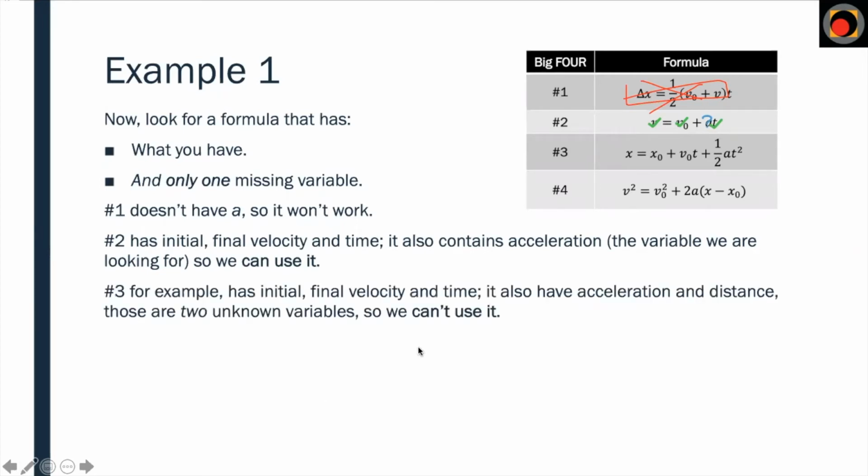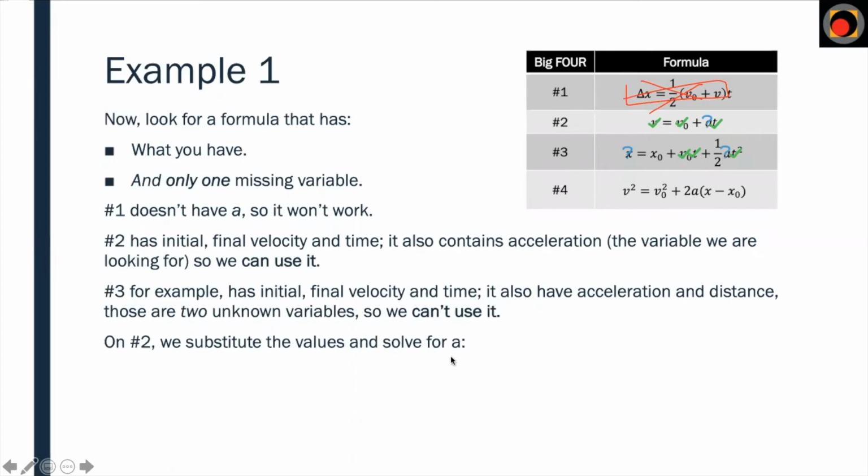For the sake of the example, let's focus on number three. If we wanted to use big four number three, well, we have initial velocity, we have time too. We're looking for, here it is, acceleration, but look, we do not have the position because we're also looking for it. So because we're looking for both of them and we have two unknowns in one equation, we can't use formula number three. So let's move on with number two.